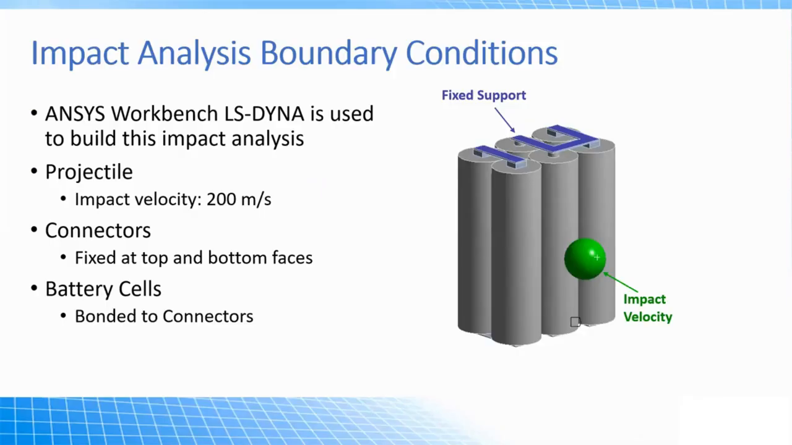So for this example, I have a 6-cell battery, and I'm going to be using Ansys Workbench LS-DYNA to model that battery being impacted by a sphere. The sphere is given an initial velocity and just runs into the battery, and we look at the deformation caused by that.